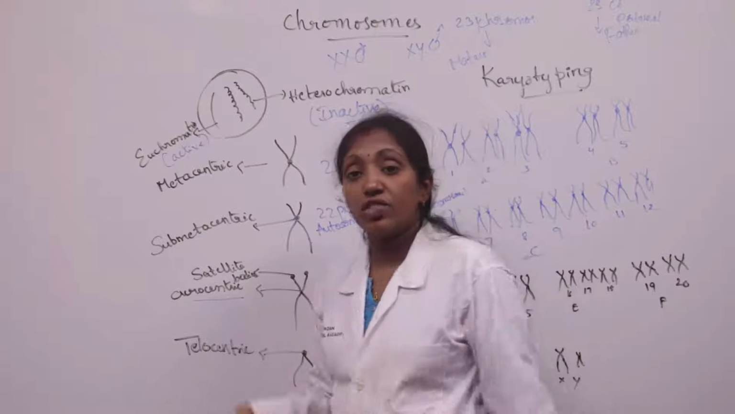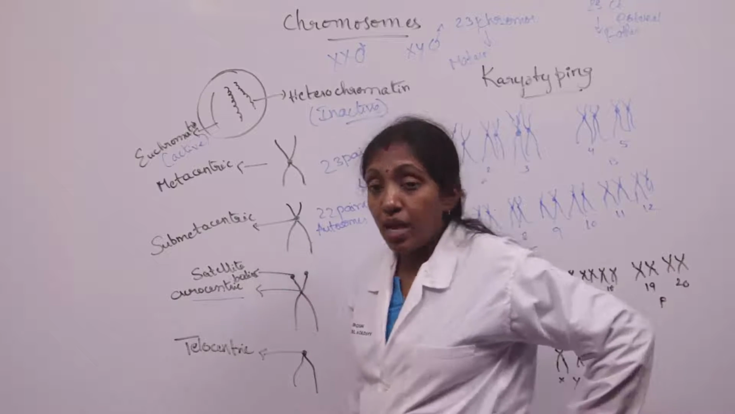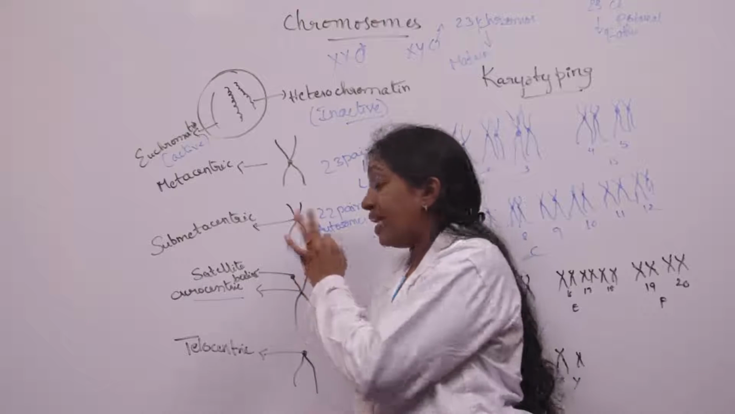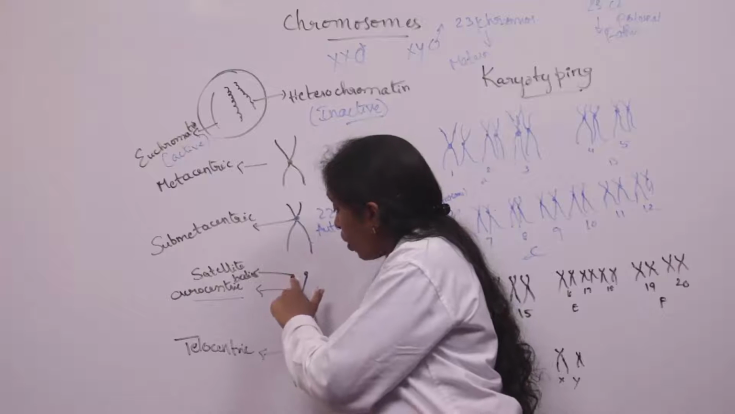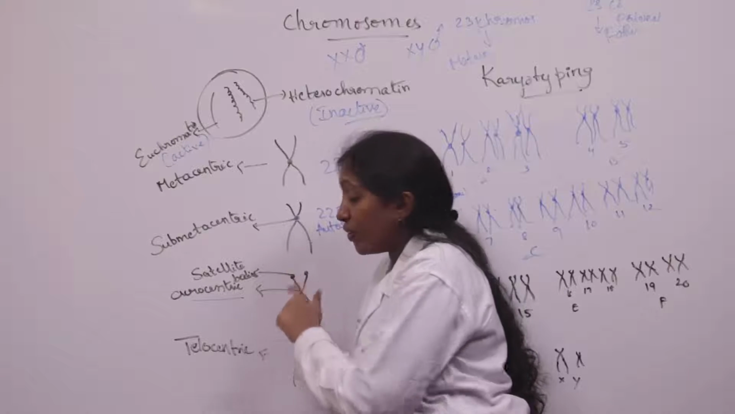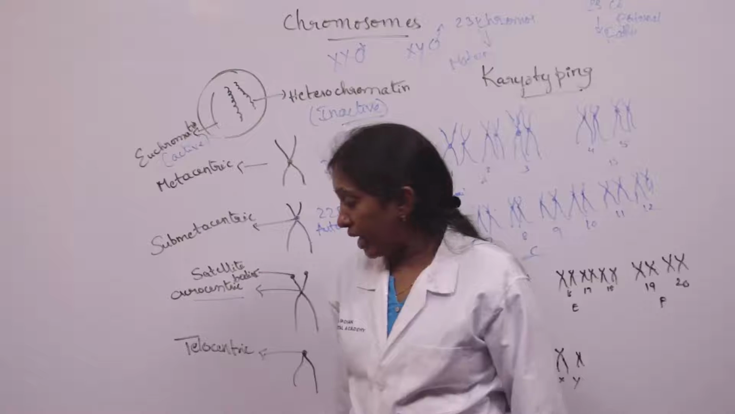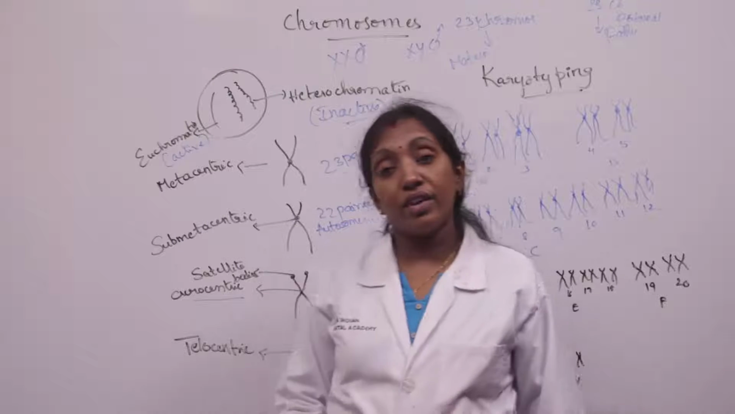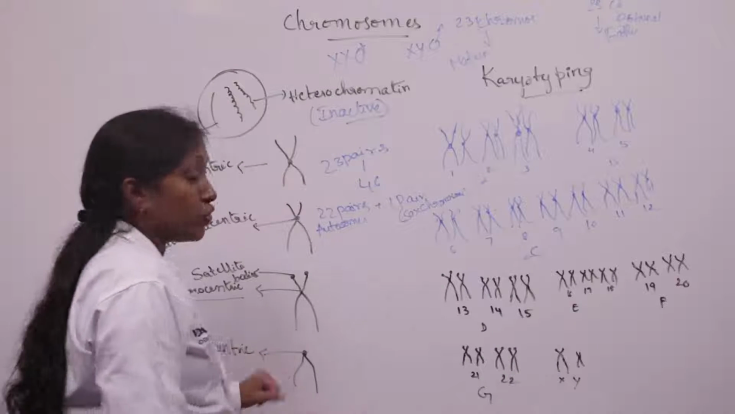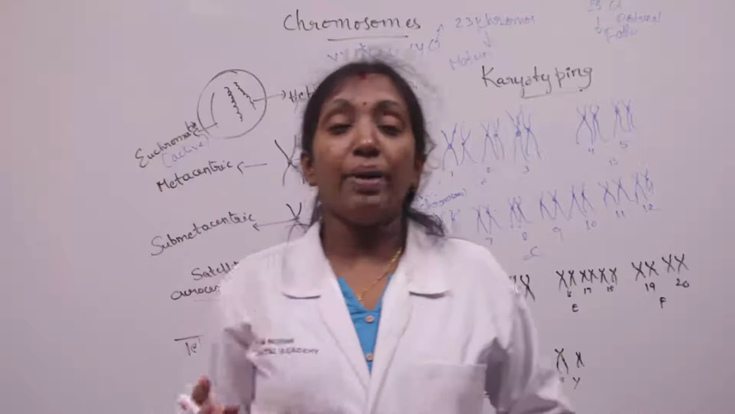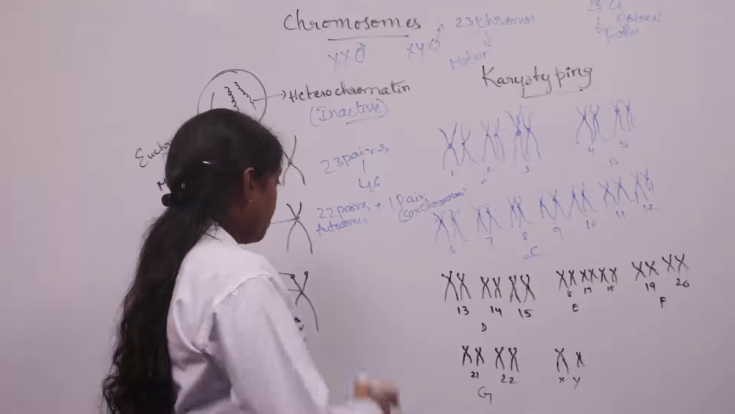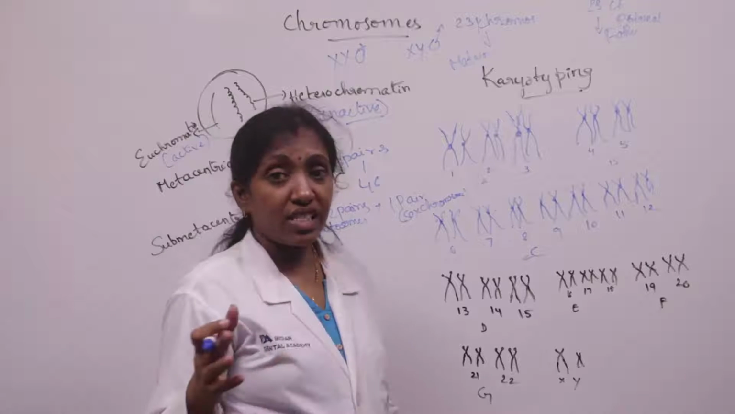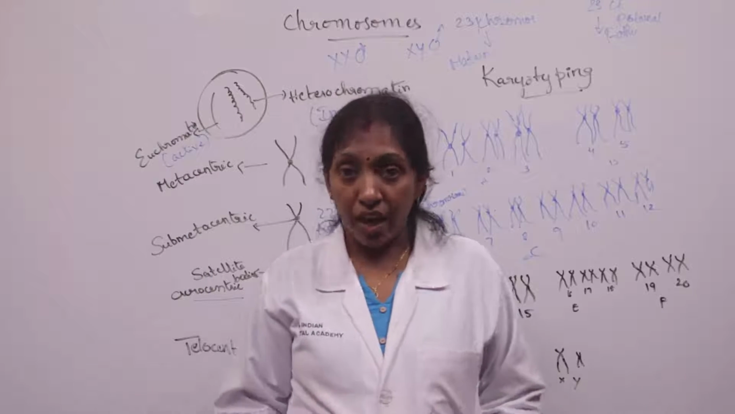a secondary constriction appears in the upper arm, and the part of the chromatid which is present above the secondary constriction, we call satellite bodies. And coming to the telocentric chromosomes, here the centromere is situated at the top, and the upper arms of the chromatid are absent.